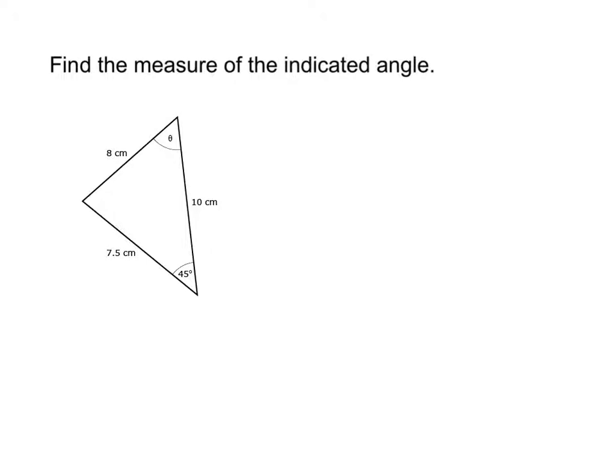This is the last thing that we're going to do. Find the measure of the indicated angle. So see the one at the top that has just a theta in it? That's what we're going to try to find. So let's call that A. We'll call this B and C.